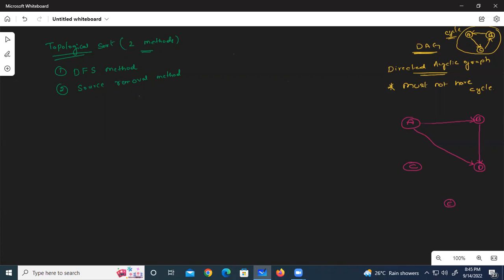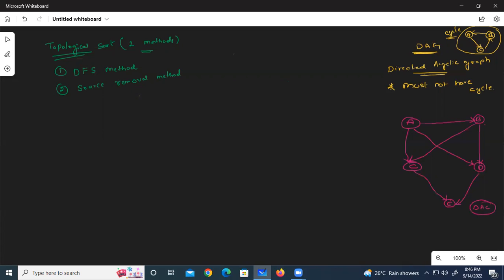Again, from B to C, I connect. From A to C, I connect. Is there any cycle? No cycle. Again, I connect from D to E. Again, C to E. These kinds of graphs we call a DAG graph.